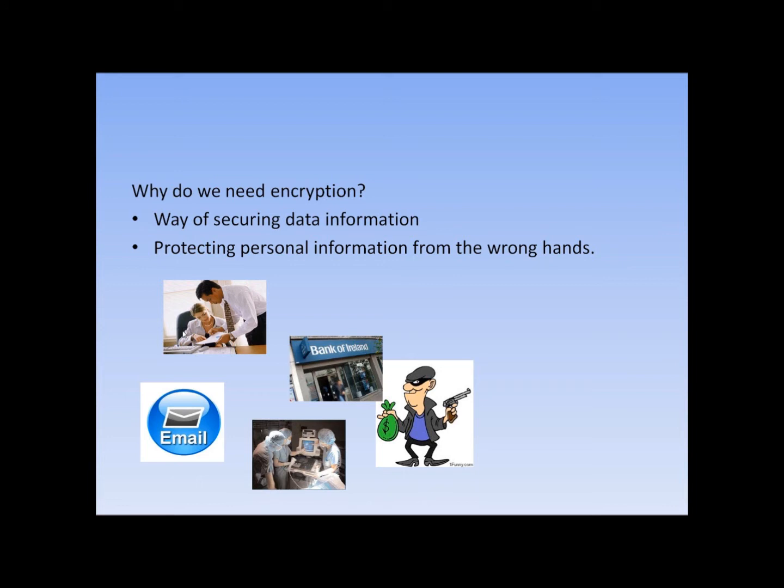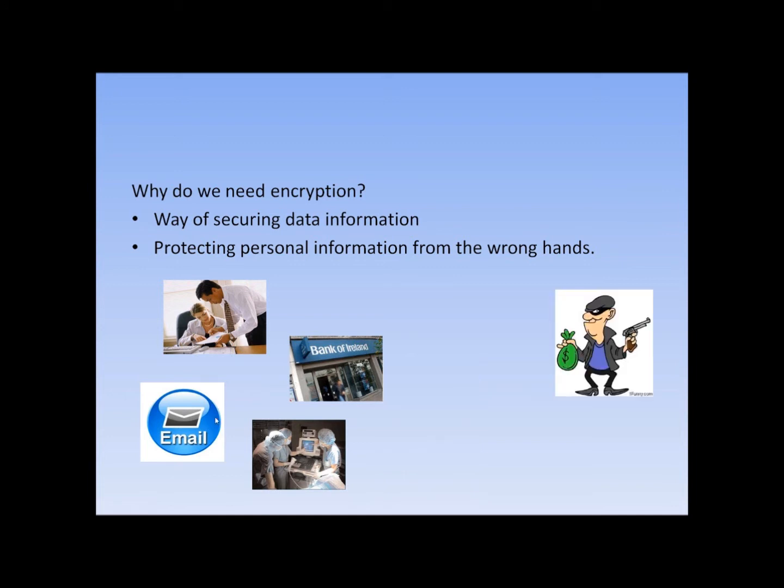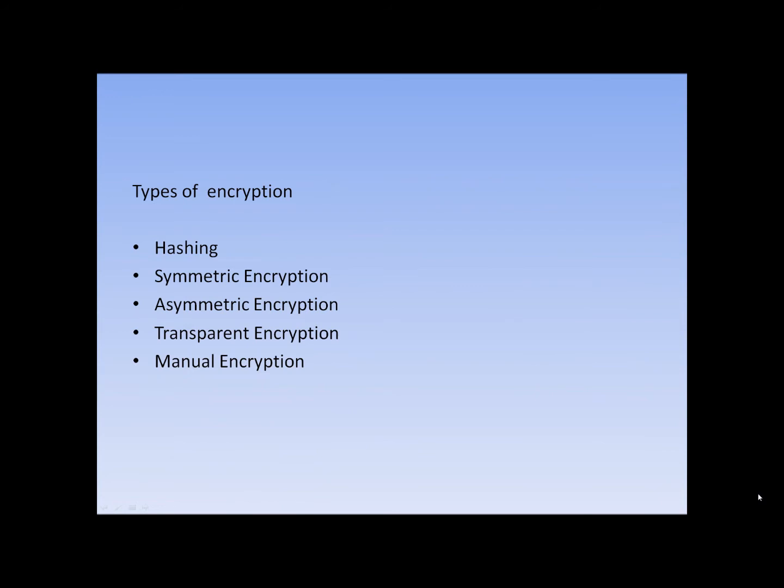Any personal information such as medical records, employment history, bank details, even emails can be seriously damaging when found in the wrong hands. Types of encryption: hashing, symmetric encryption, asymmetric encryption, transparent encryption, manual encryption.